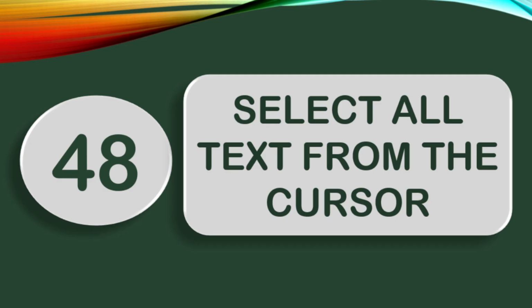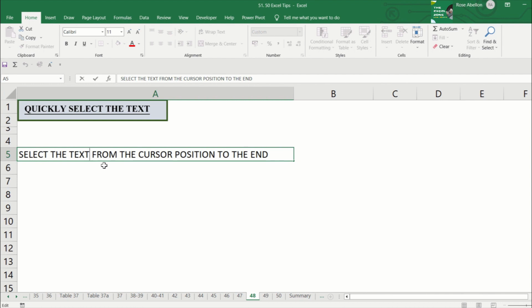Select all text from the cursor position to the end. If these are all the contents in a cell and you want to delete this portion up to the end, you can quickly select them if you press and hold Ctrl plus Shift plus End. Now you can proceed to delete the chosen text.